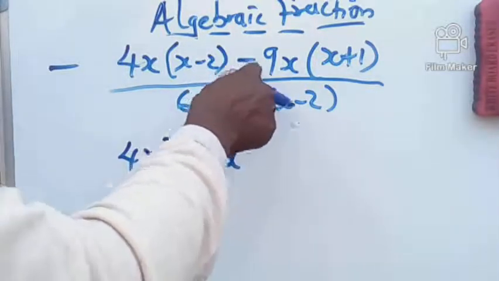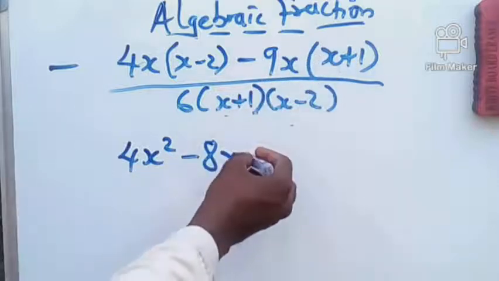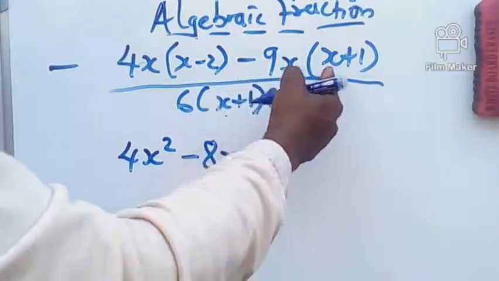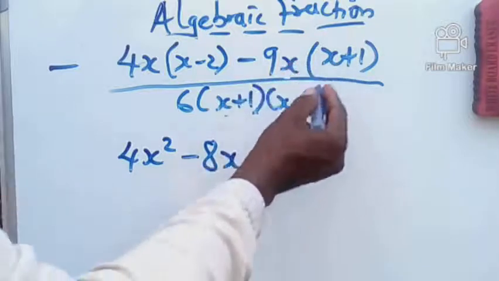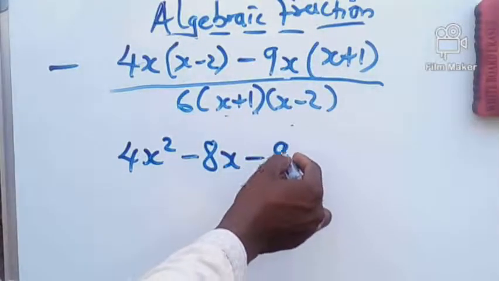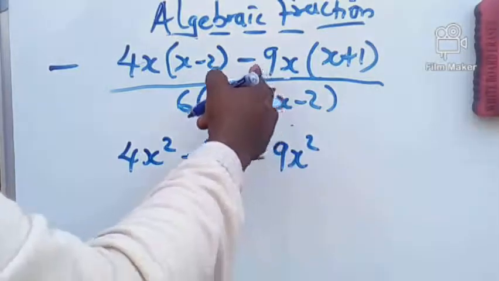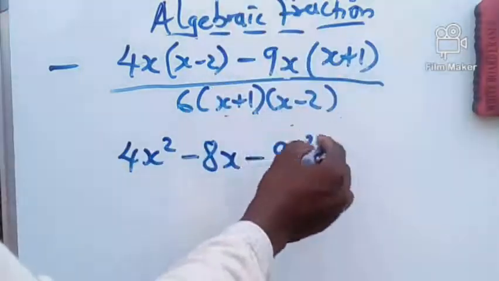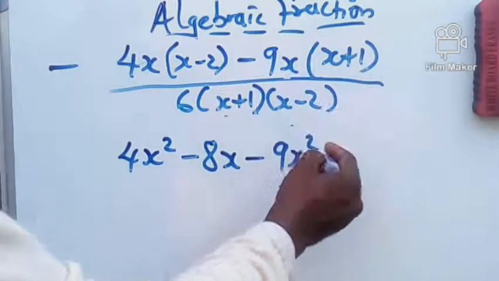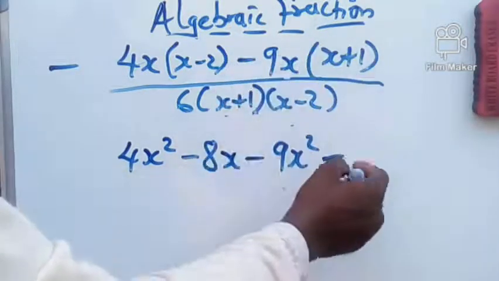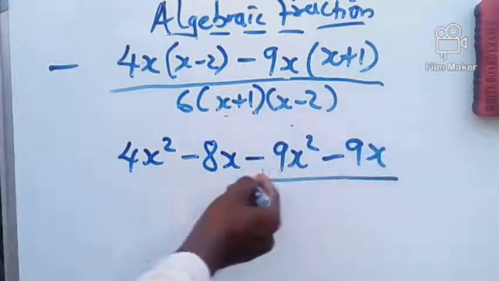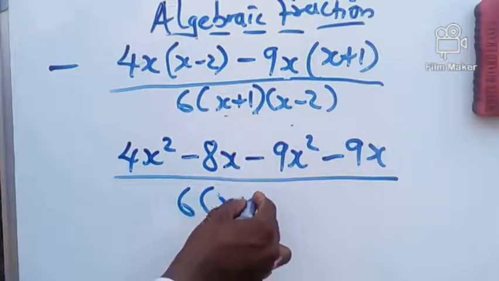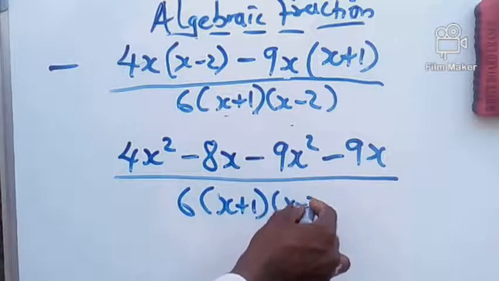So what do we have left? Minus. This minus multiplied by plus is still minus. So you have minus 9x multiplied by x. Remember, it's only variables that are multiplying. X times x will give you x squared. The 9 remains where it is. So you have 9x squared. Then 9x multiplied by 1, only 9 multiplies 1, and you have 1. Remember, minus times plus will give minus. So 9x times this will give 9x. And everything is divided by 6 multiplied by x plus 1, multiplied by x minus 2.